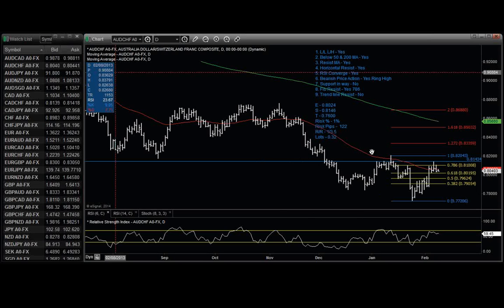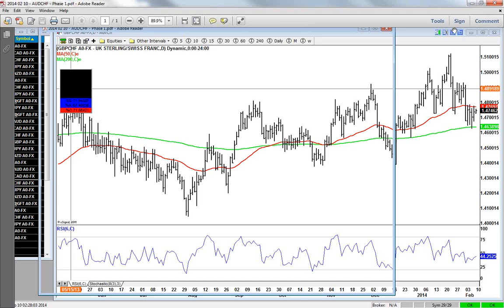Lower highs, lower lows. Yep. Below moving averages. Resistance, yes. Horizontal resistance, yes. RSI convergence, yep. Bearish price action, yes. Support in the way, no. Fib resistance, yes. Trendline resistance, no. Risk 1%, all good. Yep, that's what you need to be looking at.